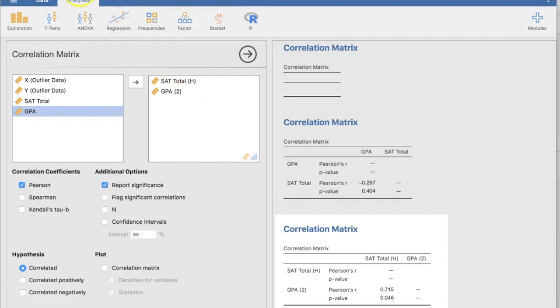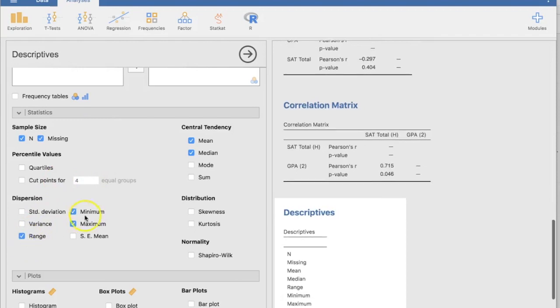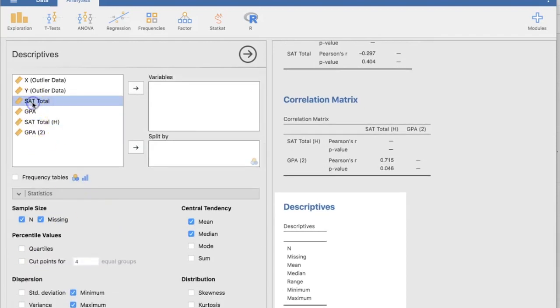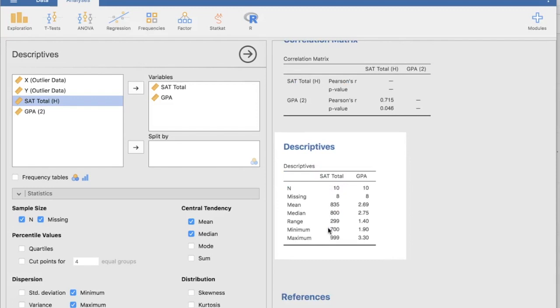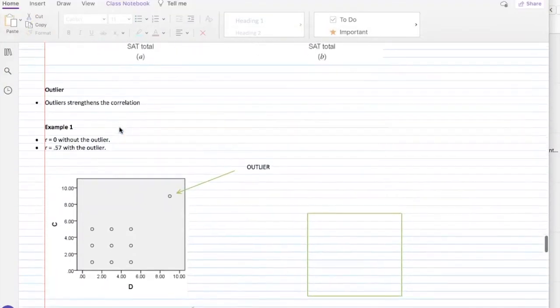In case you're wondering, if you ever want to find out the range, you can just do descriptives. You can ask for the range and then the minimum and maximum. Let's do it for the small data set, small values data set. Yeah, so my minimum is 700, the maximum is what I said it was, and this is my minimum GPA, my maximum GPA.